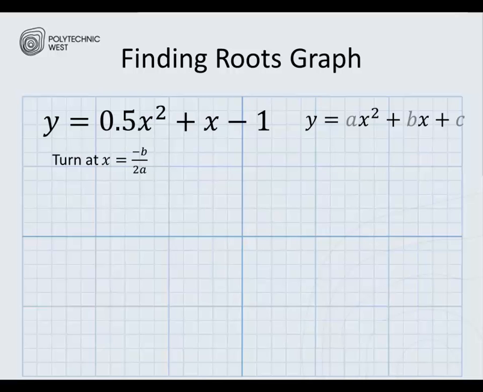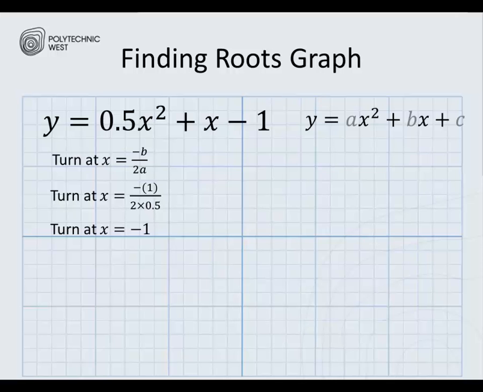Things that we know about. We know it turns at x equals minus b over 2a. So substituting in, b is 1, and a is 0.5, putting those values in, and we find that it turns around at x equals minus 1.